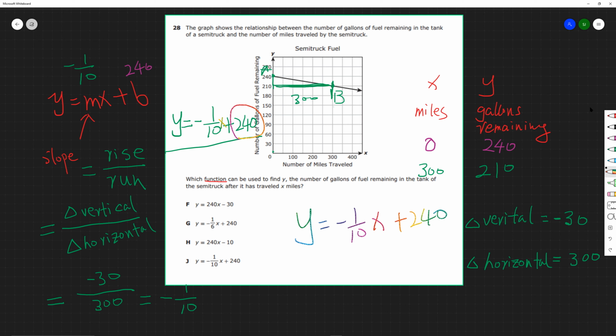And we used this y equals mx plus b form to help us decide this. We find out, hey, the b is 240 and the slope is negative 1/10. So our answer is y equals negative 1/10 times x plus 240. And check those 4 choices. J is the correct answer. And that concludes our solution.